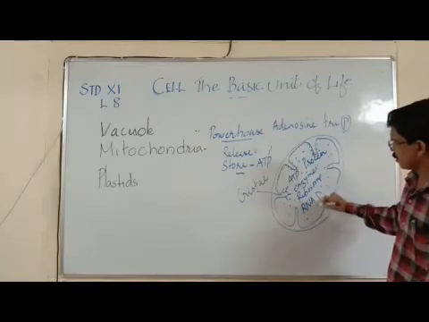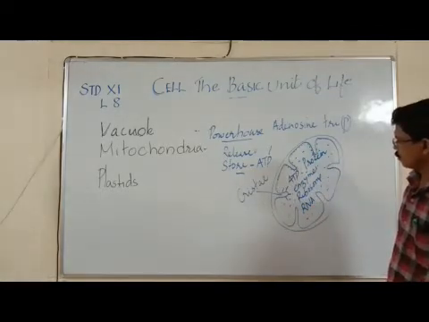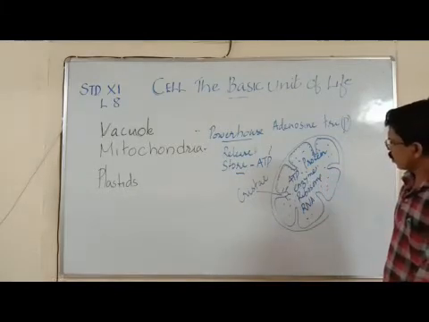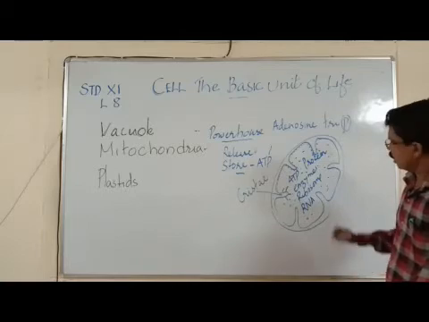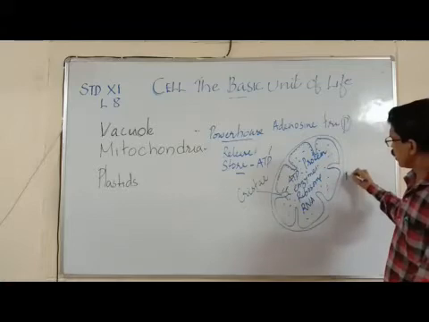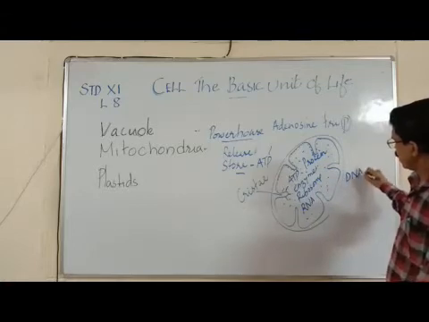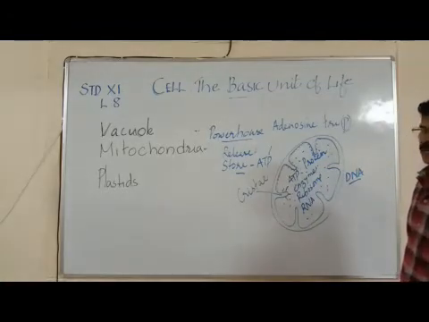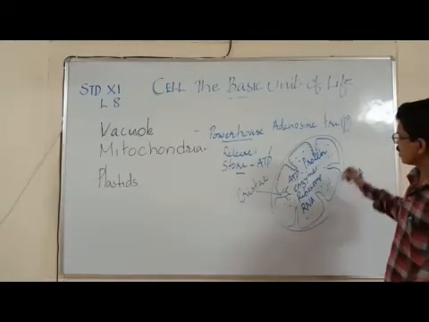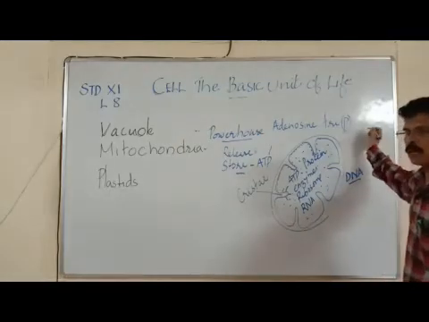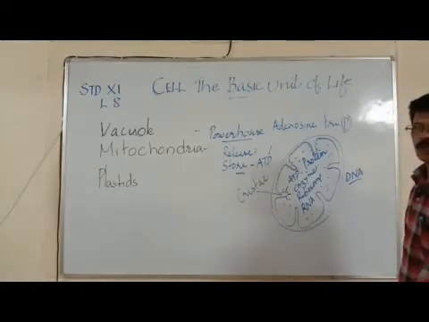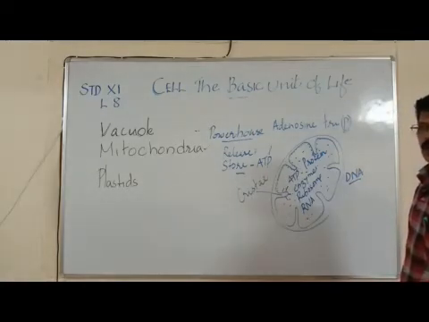As I told you, matrix is the living fluid, and this matrix is filled with the ATP, enzymes, ribosome, RNA, protein. So one more point is required here. The mitochondria is one of the organelles which contain DNA on their own. This DNA is called the extra chromosomal DNA, extra nuclear DNA. So you can understand that plastids and mitochondria are the only two organelles which contain DNA on their own. So they are semi-autonomous organelles.